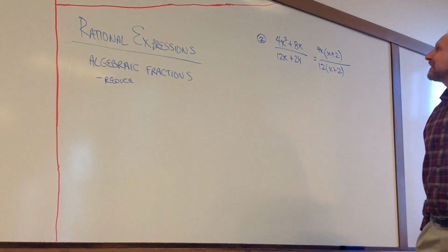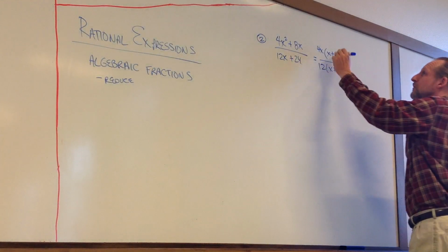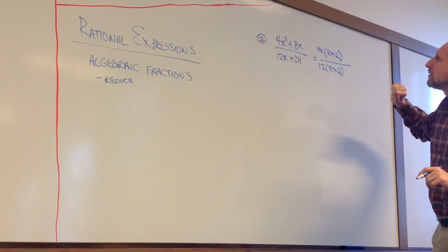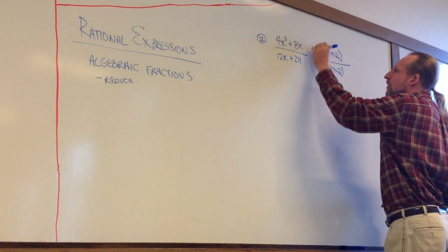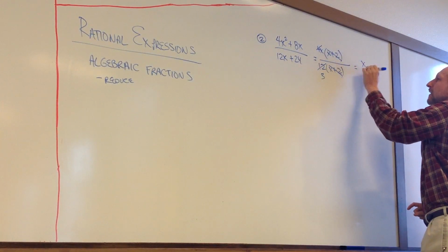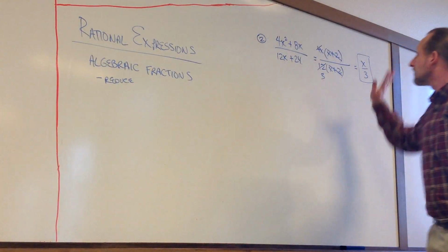Okay, now that I've identified the factors finally, let's see. These x plus 2's cancel each other out because x plus 2 over x plus 2 is equal to 1. Over here, the 4 goes into the 12 3 times, and we end up with just x on top and 3 on the bottom, x over 3.